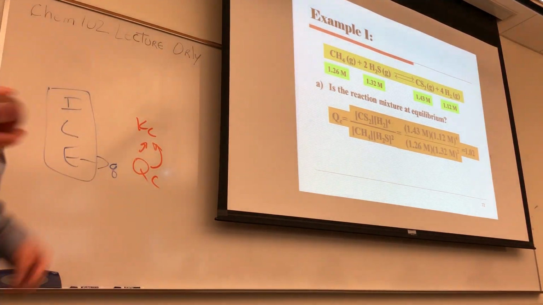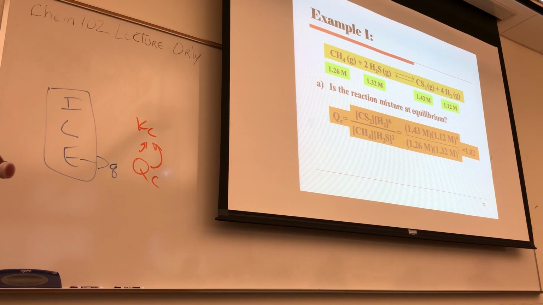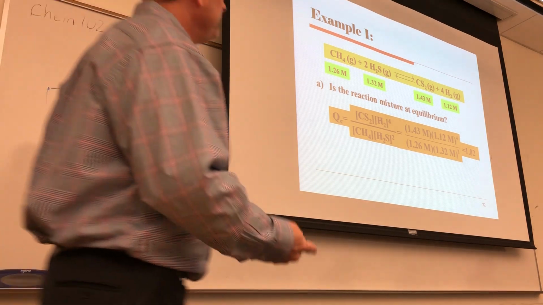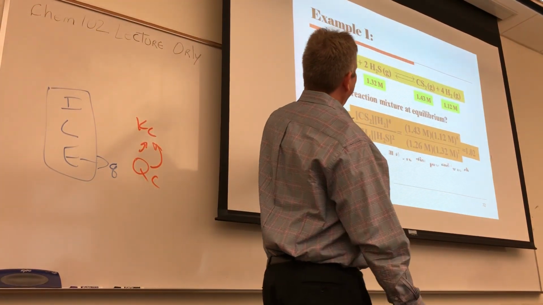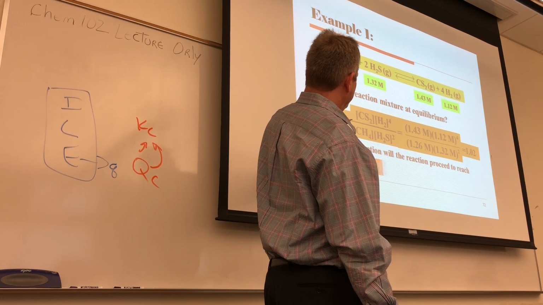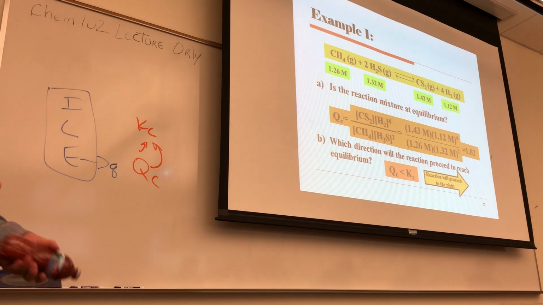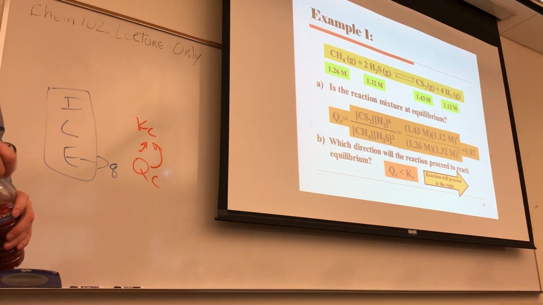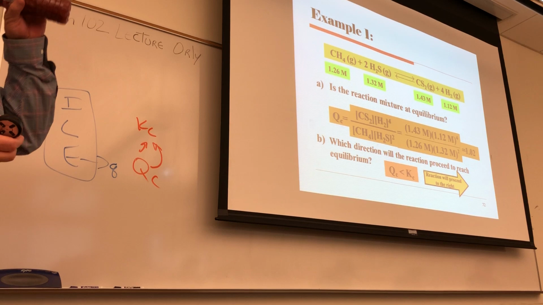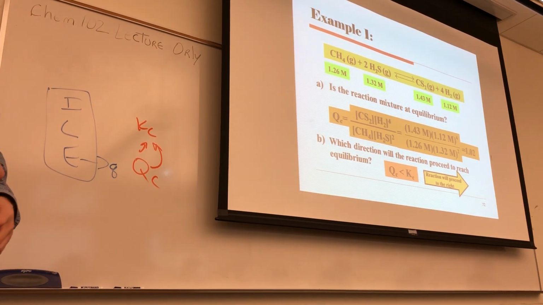So 1.02, what was the Kc? 3 point something. So then what's happening here? Is it moving to the left or the right, or is it at equilibrium? It's moving to the right. Qc is less than Kc, so it's going to move to the right towards more product and less reactant. Okay, no big deal. That just tells us Qc is less than Kc, and therefore the reaction proceeds to the right, or towards the products as we're defining them and away from the reactants. Is that okay? Yes.